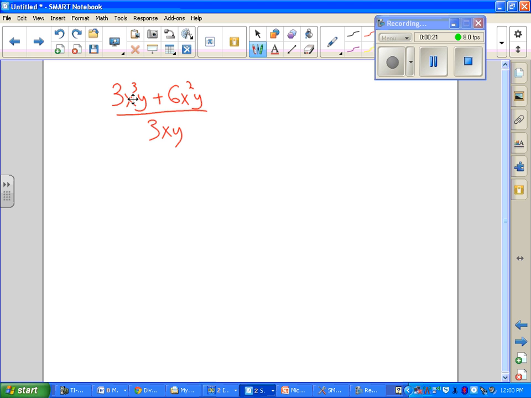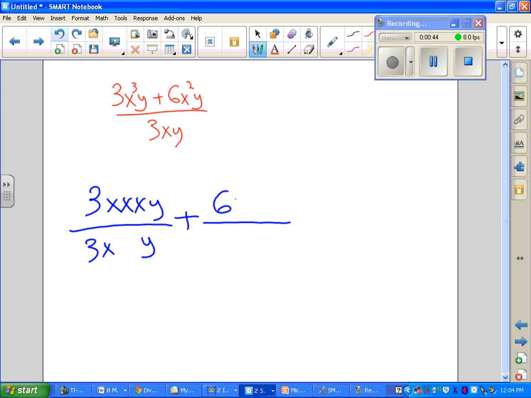So it's 3x cubed y, so 3x cubed is 3, and 3 x's, and 1 y. That's this right here. On the bottom it's 3, x and y. Put my plus sign, because that's what's right here. And I'll write down 6x squared y, but break down the 6x squared. 6x squared is 6x and x, and a y. And dividing this also by 3x and y.